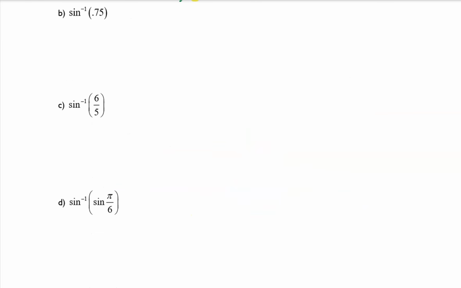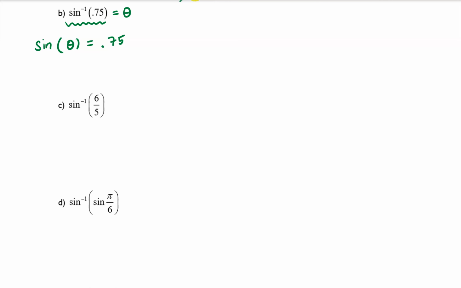All right, so part B wants us to find sine inverse of 0.75. And remember, what we are exactly doing here is trying to find the value. Another way of stating this is if this is equal to some angle theta, then we would have sine of theta is equal to 0.75. So we are looking for the angle such that when we take sine of it, it gives us 0.75.